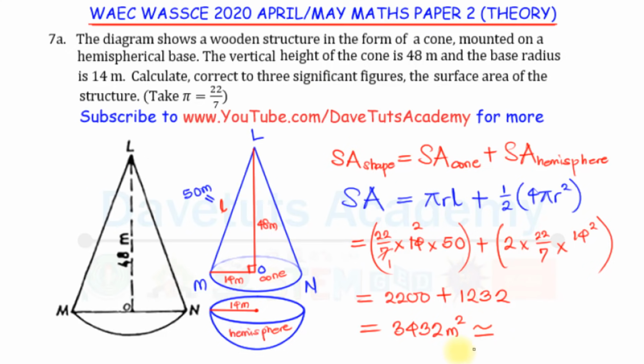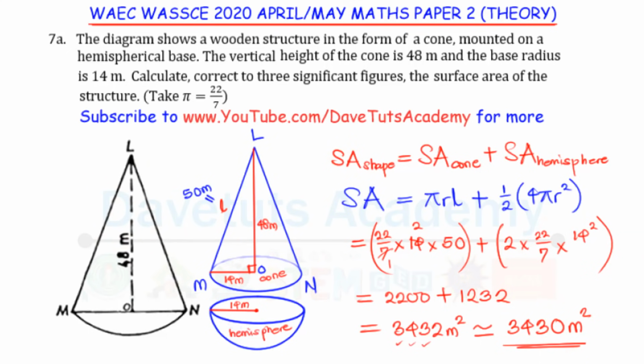To make it 3 significant figures, the vital digit that we need to see should be the third one. Here we have the first one, the second one, and the third one. We should consider the next digit, 2, and see if we need to round up or round down. 2 is not up to 5. Numbers between 0 and 4 will round down and add nothing to the previous number. Numbers between 5 and 9 will round up and add 1 to the previous number. But since 2 is not up to 5, we can just have our final answer as 3,430 meters squared as the surface area of this particular shape.